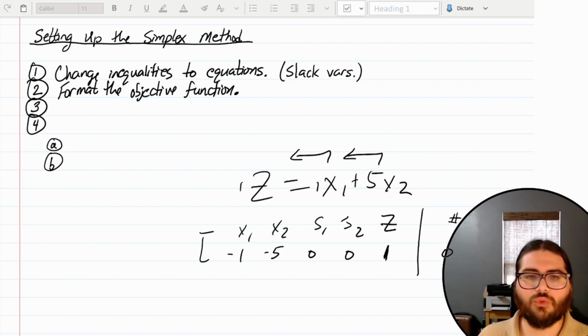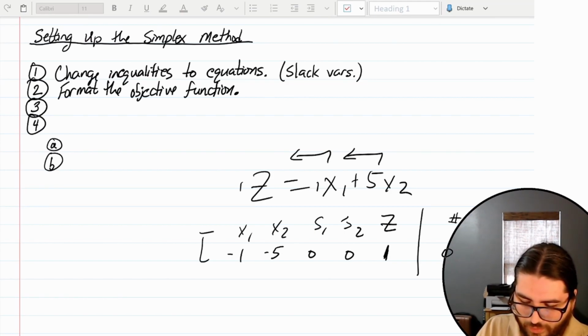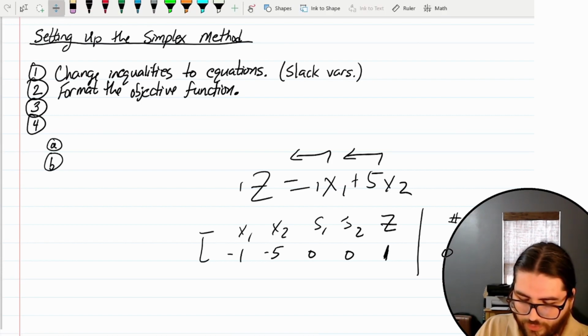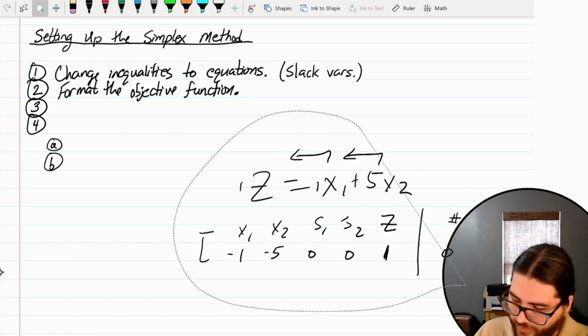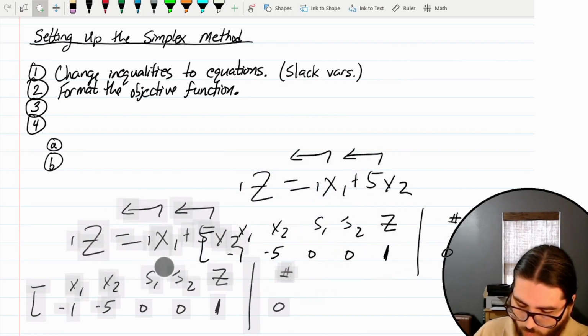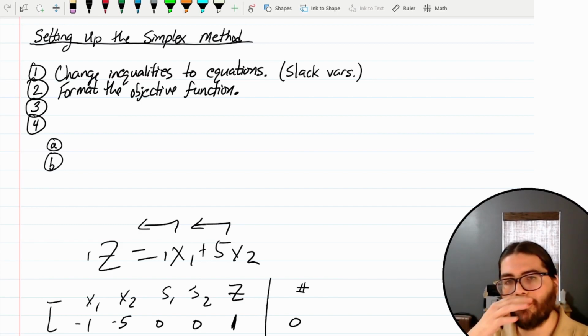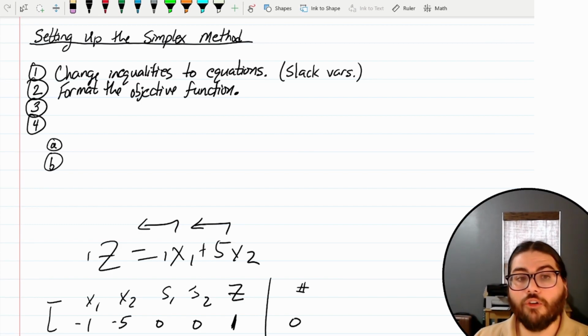And when I post these OneNote links on Blackboard, I'll actually move this around. I'll write a few more steps so that this will be a little bit better formatted on the OneNote that you read. But for now, I'm just going to move that out of the way. That is step 2, format the objective function. Okay? And so you'll see I've got a bunch of negative numbers there.